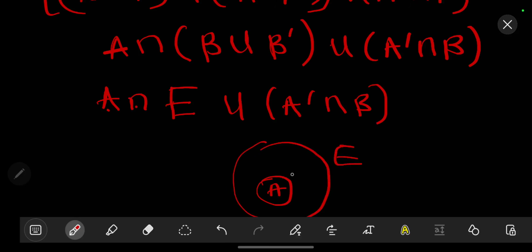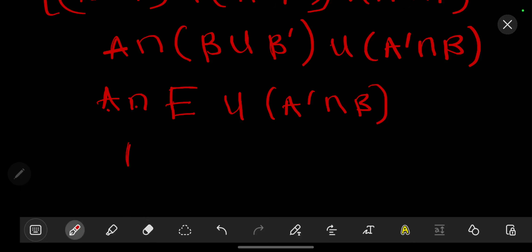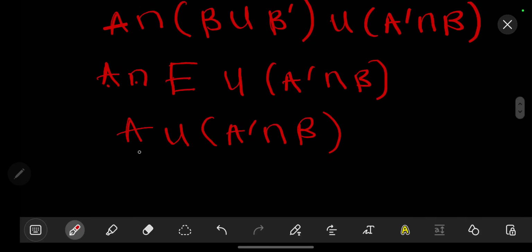So A intersection with the universal is A, because that's the thing that they have in common. So we are going to write A intersection with the universal is equal to A. Then we have the union of A complement intersection B. From there, we are going to apply the distributive law. The distributive rule applies the concept of expanding. So we are going to multiply A times A complement.